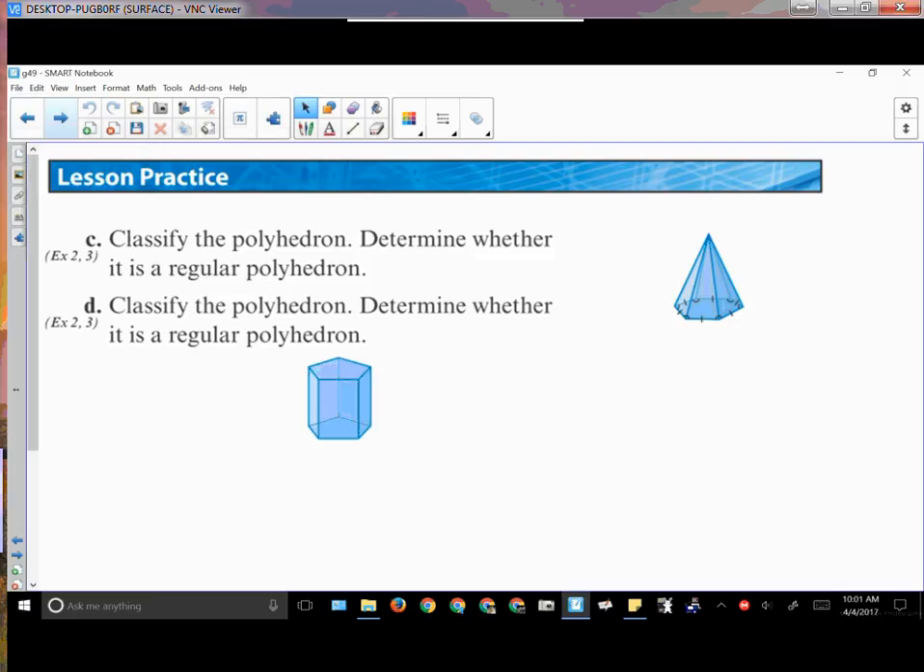Okay, but what kind of pyramid? A what? A hexagon, yes. So we got a hexagonal prism, or hexagonal pyramid, sorry. So is this a regular polyhedron, though, when it comes to looking at this, Aaliyah?